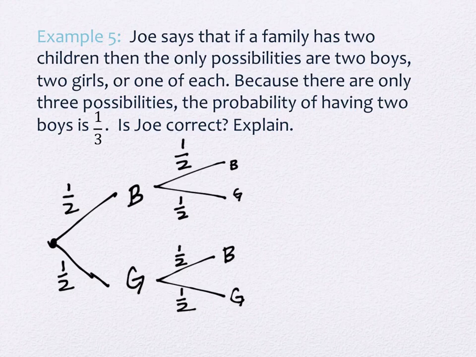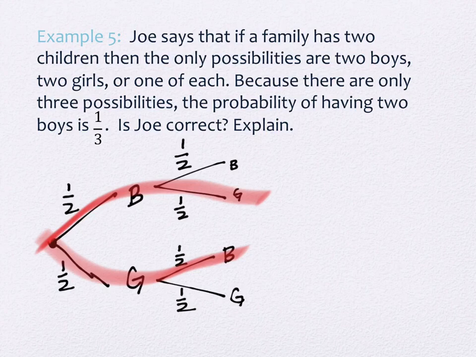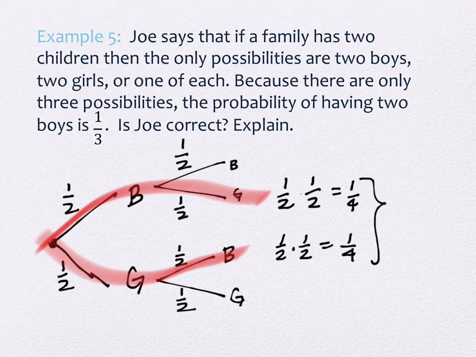Now, the branches that Joe is talking about are the ones that have a boy and a girl in them. So it's this branch and this branch, right? Okay. So what is the probability of each one of those branches? 1/4. Each of them are 1/2 times 1/2. Each branch is 1/4. And so if I were to add these together, that would be the probability of having 1 boy and 1 girl. And what is 1/4 plus 1/4? Yeah, it's 1/2.